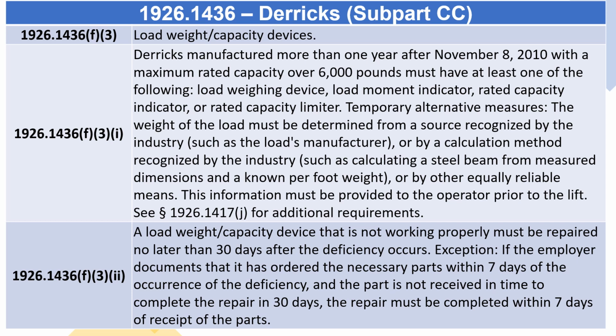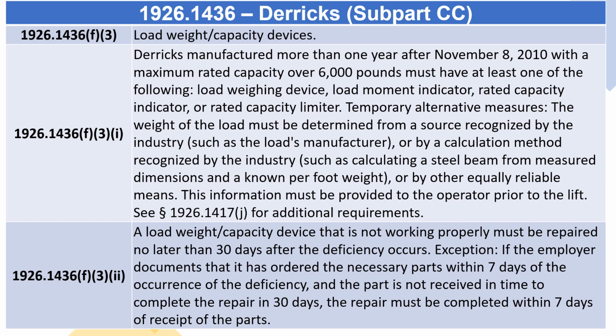1926.1436 F3 Load weight/capacity devices. 1926.1436 F3(i) and (ii) Derricks manufactured more than 1 year after November 8, 2010 with a maximum rated capacity over 6,000 pounds must have at least one of the following: load weighing device, load moment indicator, rated capacity indicator, or rated capacity limiter. Temporary alternative measures: the weight of the load must be determined from a source recognized by the industry, such as the load's manufacturer, or by a calculation method recognized by the industry, such as calculating a steel beam from measured dimensions and a known per foot weight, or by other equally reliable means. This information must be provided to the operator prior to the lift. See Section 1926.1417(j) for additional requirements.